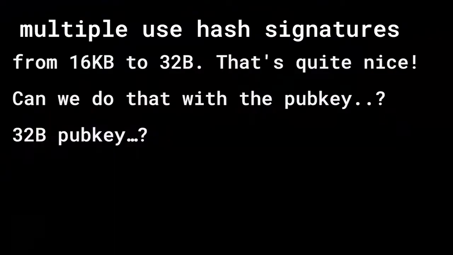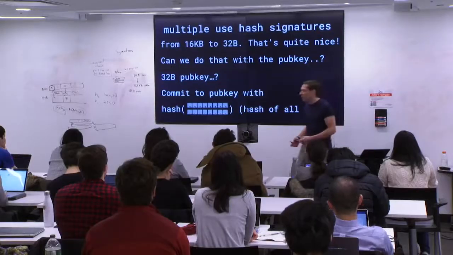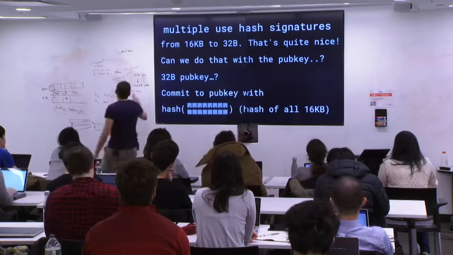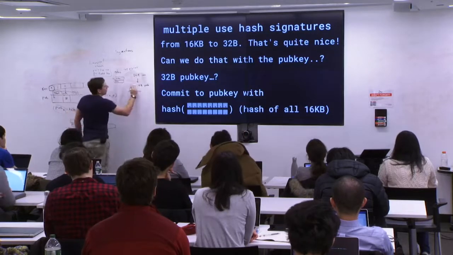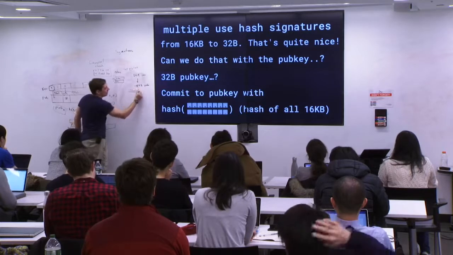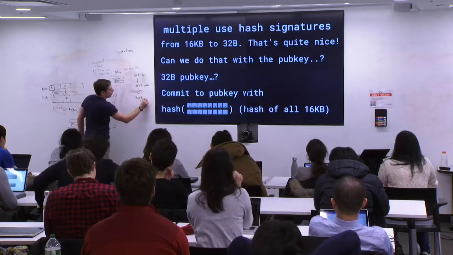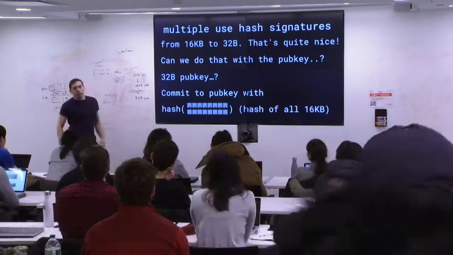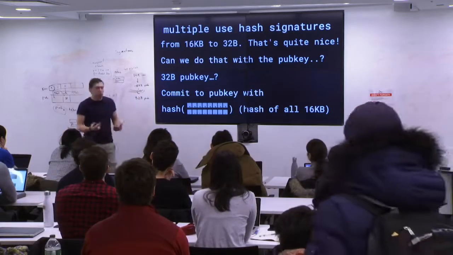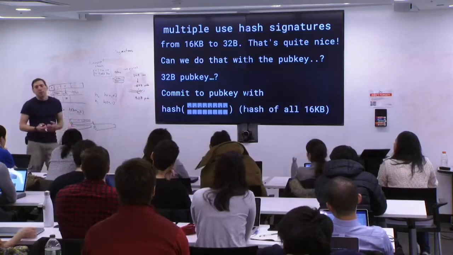Hash them, right. So you say, well, yeah, 32-byte pub key. You just commit to the pub key with the hash of the whole thing, right? I've got my 16 kilobyte pub key. I just hash it, right? And now I have a 32 byte public key. And I've committed to my public key, that works, right? However, when I sign, I need to provide the whole public key.